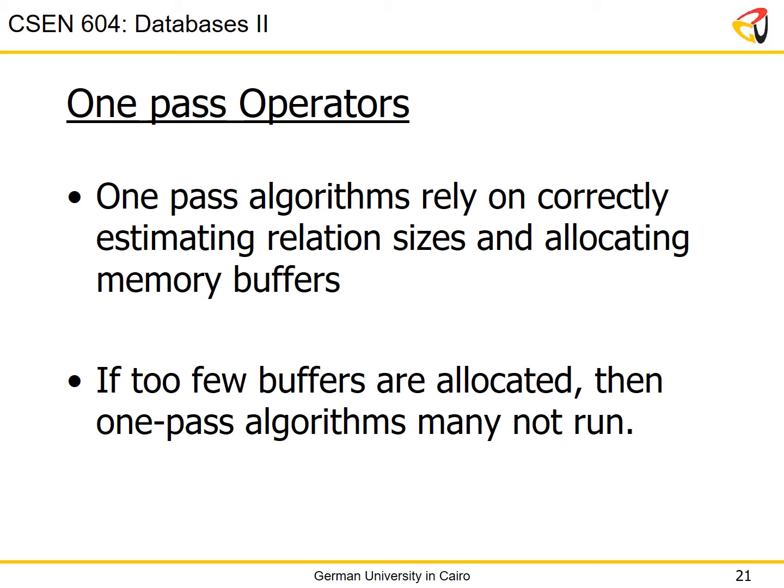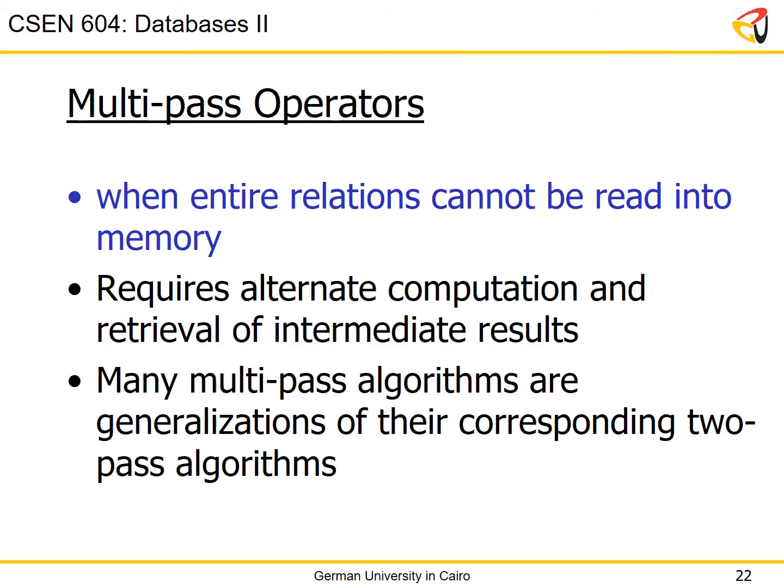But if we actually run out of memory, we'll end up using multi-pass operators, which are even worse in performance because we will be putting the same page back and forth from disk to memory. This will become clearer as we go along. Now, the other alternative is what's called multi-pass operators, and the database engine would use these if the relation cannot fit in memory. So it keeps going back and forth on the relation.